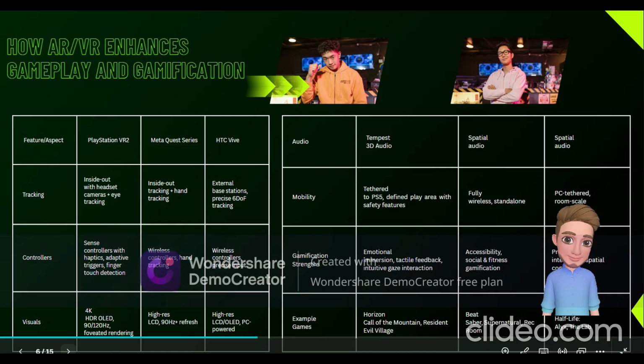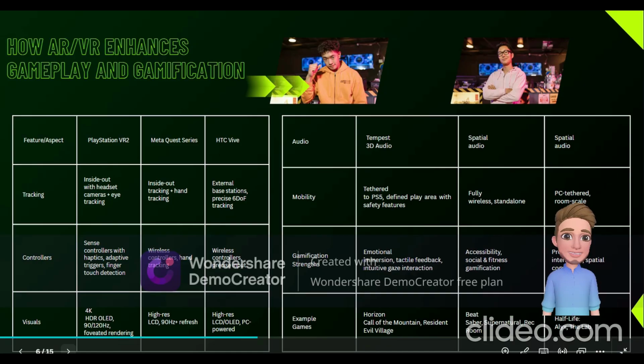Coming to controllers, PlayStation uses Sense controllers with haptic adaptive triggers, MetaQuest uses wireless controllers and hand tracking systems, and HTC Vive uses wireless controllers with precise inputs. And you can see the visuals play an important role while the user plays the game. PlayStation VR 2 uses HDR OLED screens, MetaQuest uses LCD with 90 Hz plus refresh rates, and HTC Vive uses high resolution LCD and OLED screens.